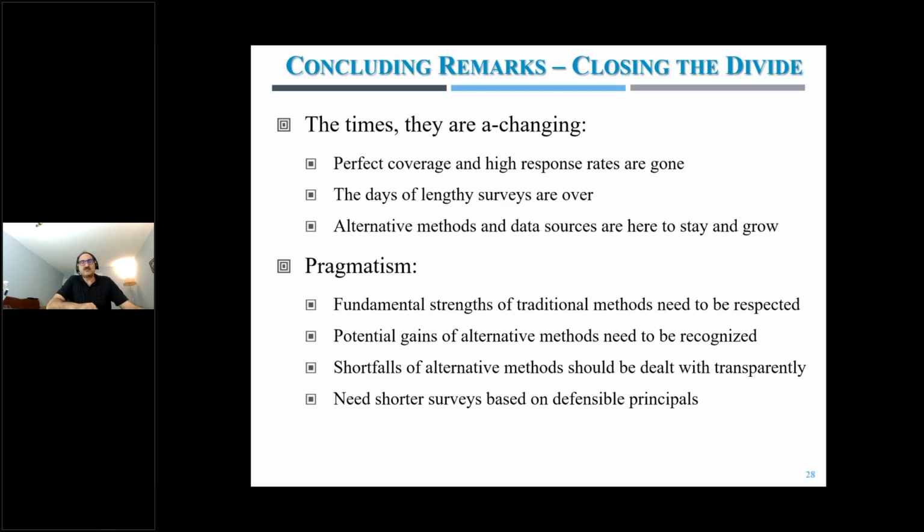Again, I can't stress this enough. Days of long, arduous surveys are over. Surveys need to be as lean and mean as possible. Otherwise, respondents either will break off or they just provide non-differentiating responses to your questions. And at the same time, it's important to note that survey data can be supplemented by ancillary data that could be secured from reliable sources.